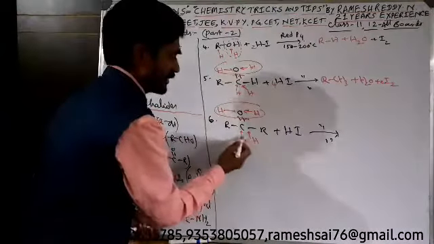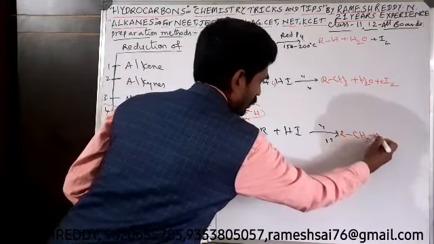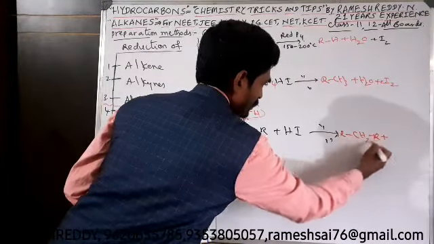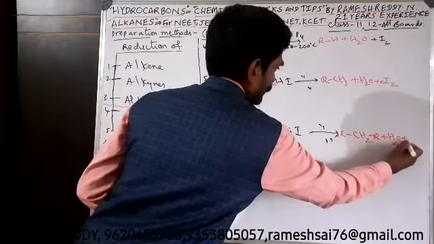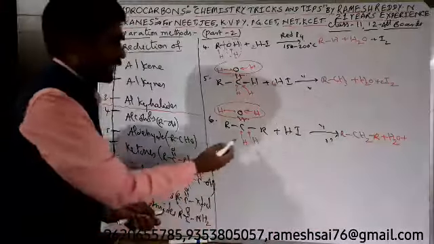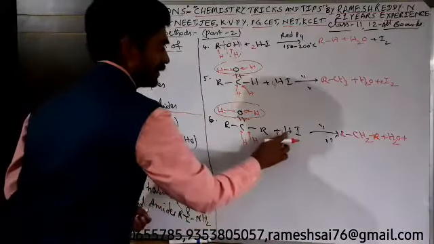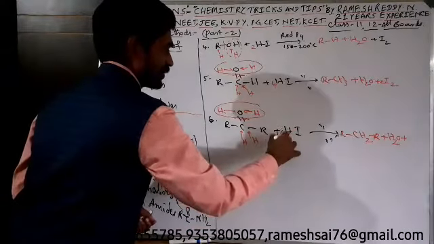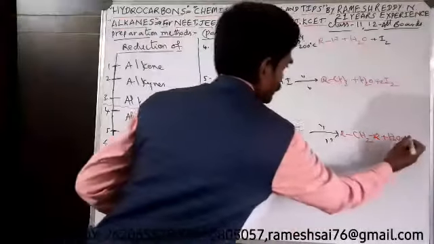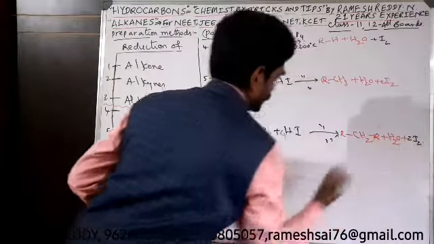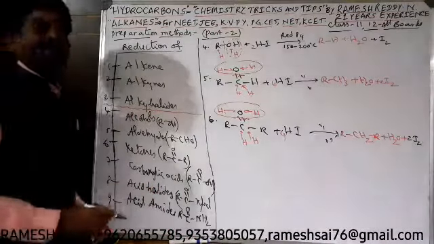Then you will get RCH2R, an alkane. The alkane is obtained, and this is removed as H2O. Then how many moles of hydrogen are required here? 1, 2, 3, 4. There are 4 moles of HI. Then it is removed as I2. How many moles? 2 moles of I2. Okay. Next one is from carboxylic acid.